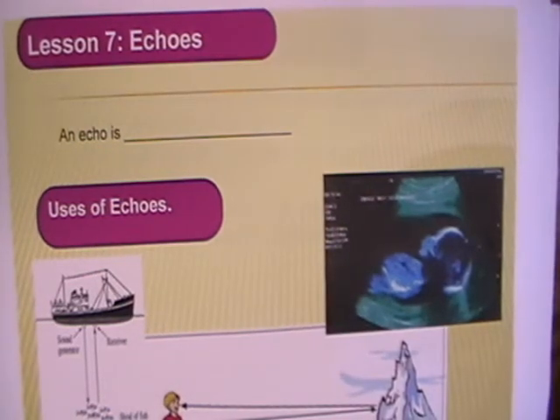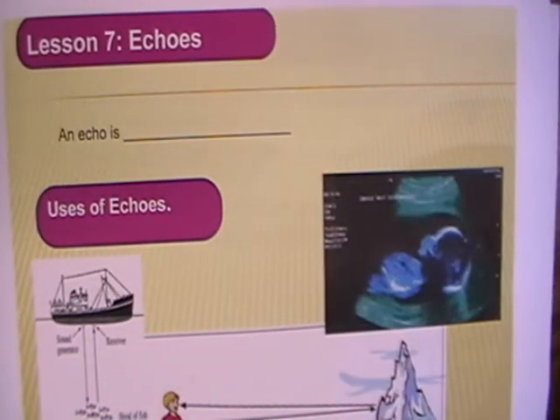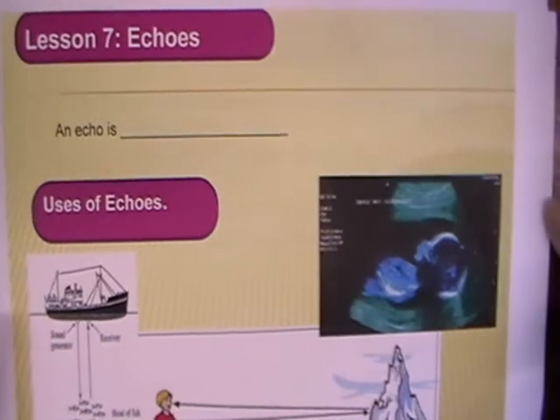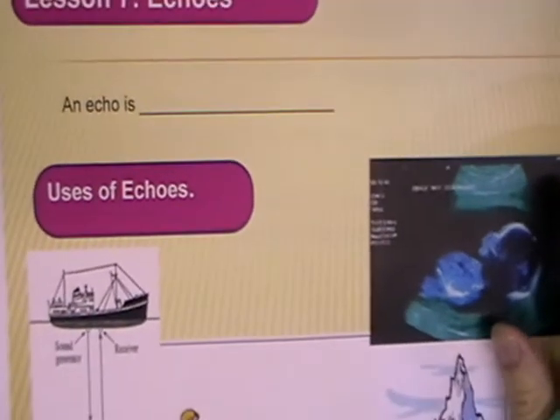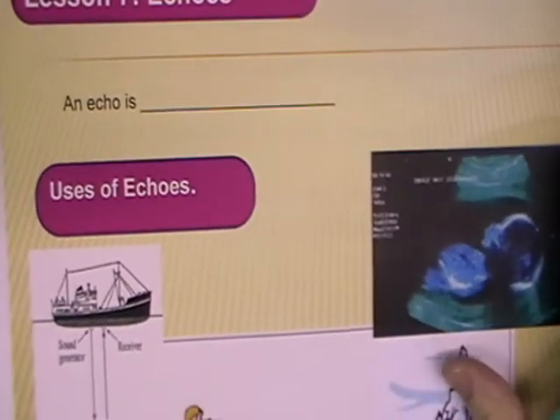This is lesson 7 and it's on echoes. So what is an echo? We all know that if you are in a cave or in a large hall or something and you give a shout, that shout sound will return to you. And that's what an echo is.